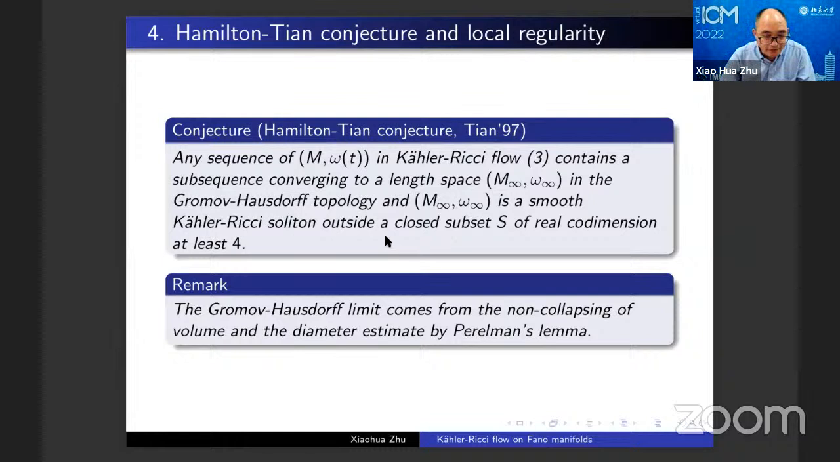So this conjecture means we can also discuss the weak limit, right? And this limit has a smooth part and a singular part. The smooth part is also a Kähler-Ricci soliton. So the limit always exists. This comes from the non-collapsing of volume and the diameter estimate by the above Perelman lemma. So we show the local regularity, right? Since the limit has singularities, right?